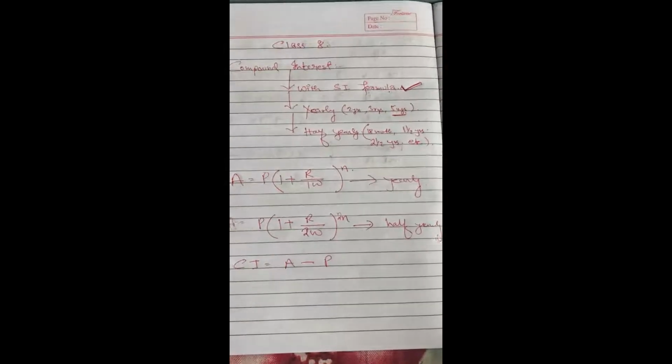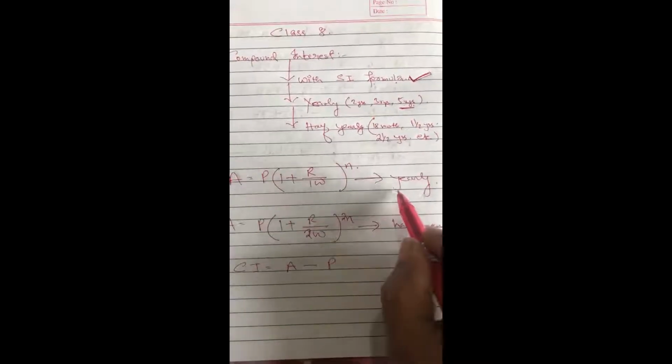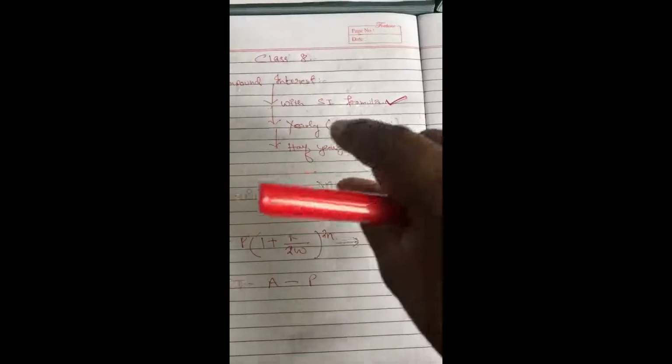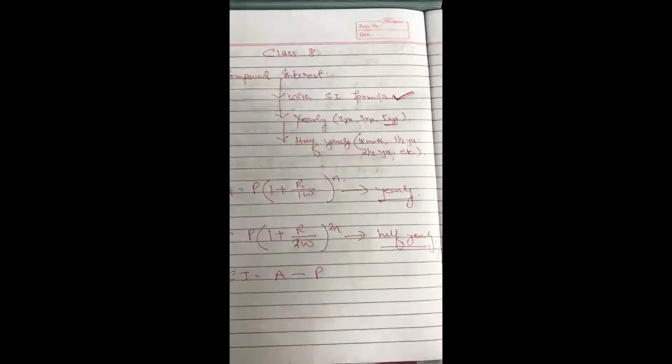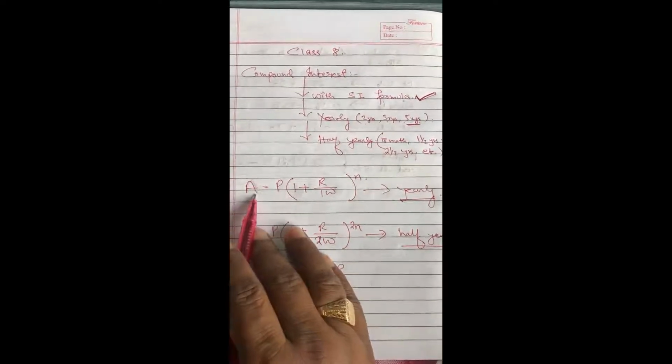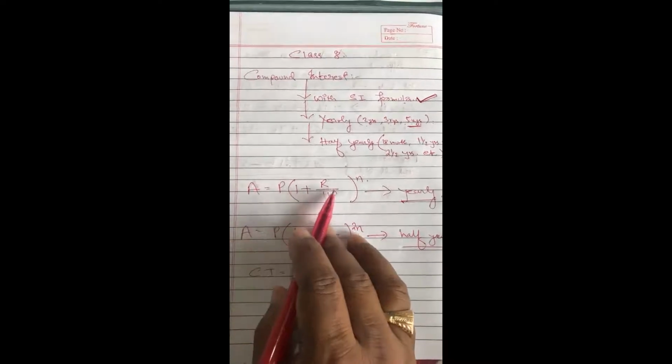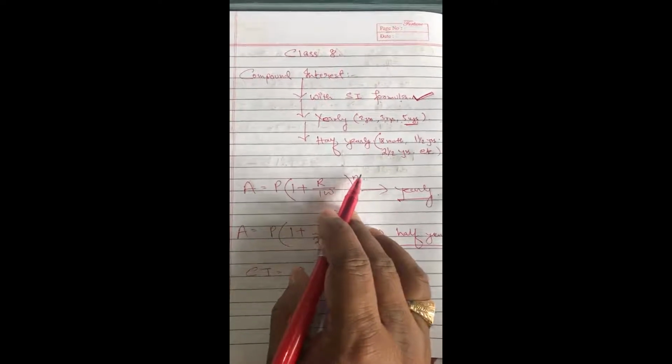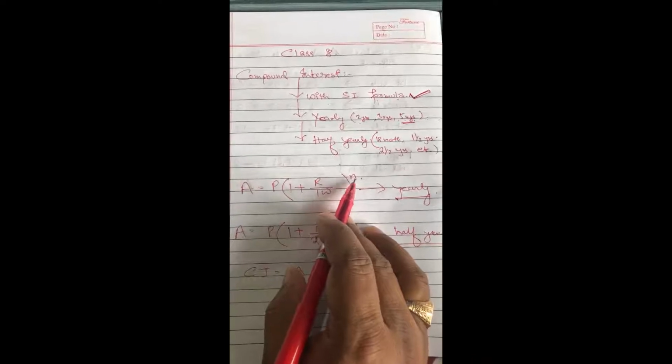So there is another method where you can calculate compound interest by using a formula. But in this category, you have to keep in mind whether it is yearly or half yearly. Yearly means 2 years, 3 years, 4 years, 5 years, 6 years, 7 years, that means one complete year is taken. In that case, we will follow this formula: amount equals principal into 1 plus rate by 100, whole to the power of n. Here n signifies time, the number of years.